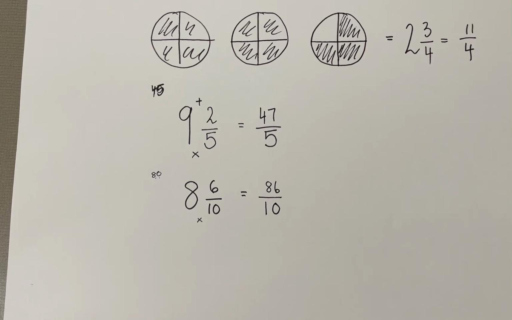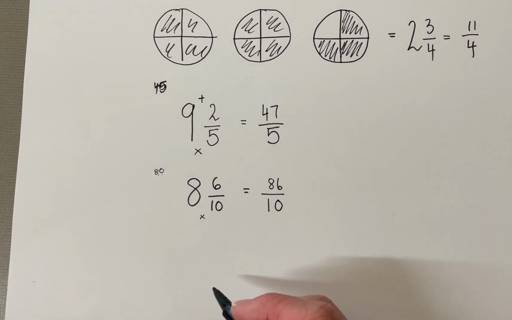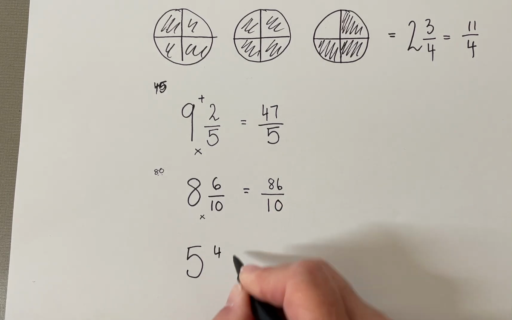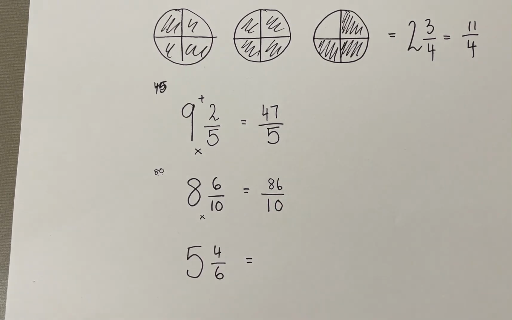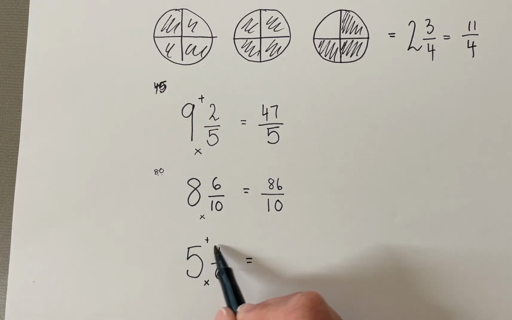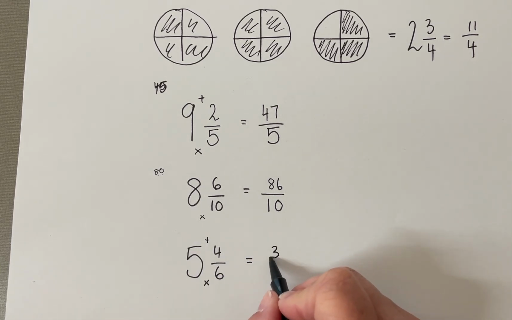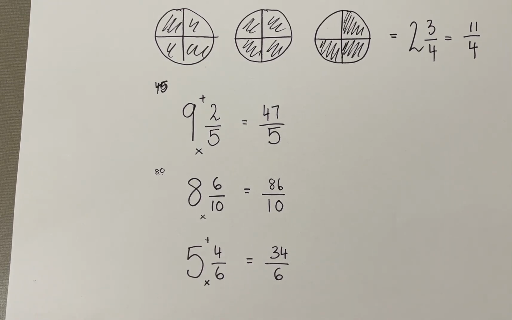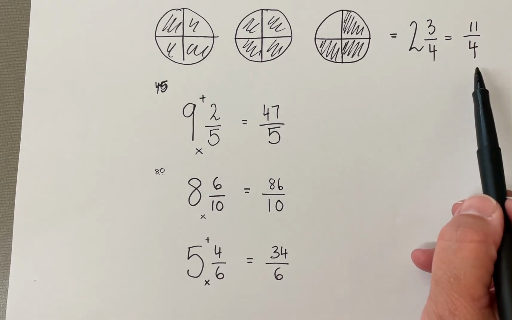And let's just do one more just to make sure we're good with this. Let's do 5 and 4/6. We're going to figure out how many sixths there are in 5 wholes. So we're going to multiply them. 6 times 5 is 30. 30 plus 4, which is the leftover sixths, is 34 sixths. There you go. That's how you convert a mixed number into an improper fraction.